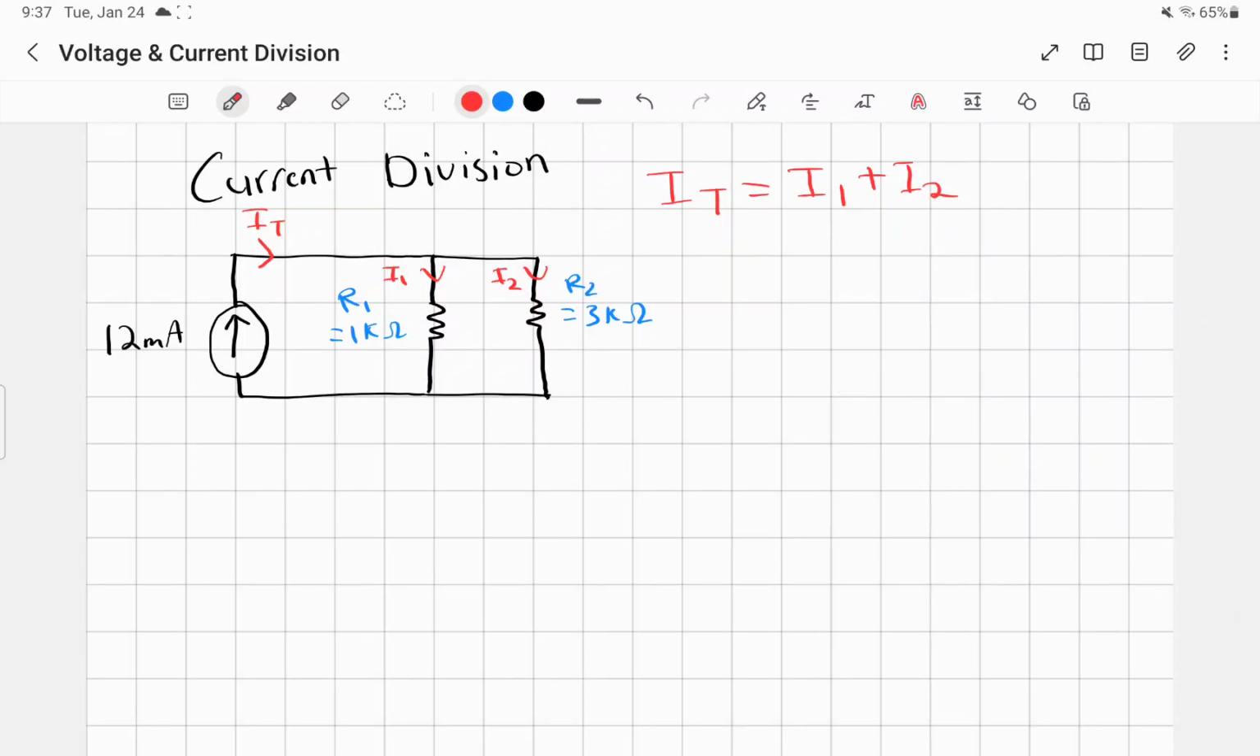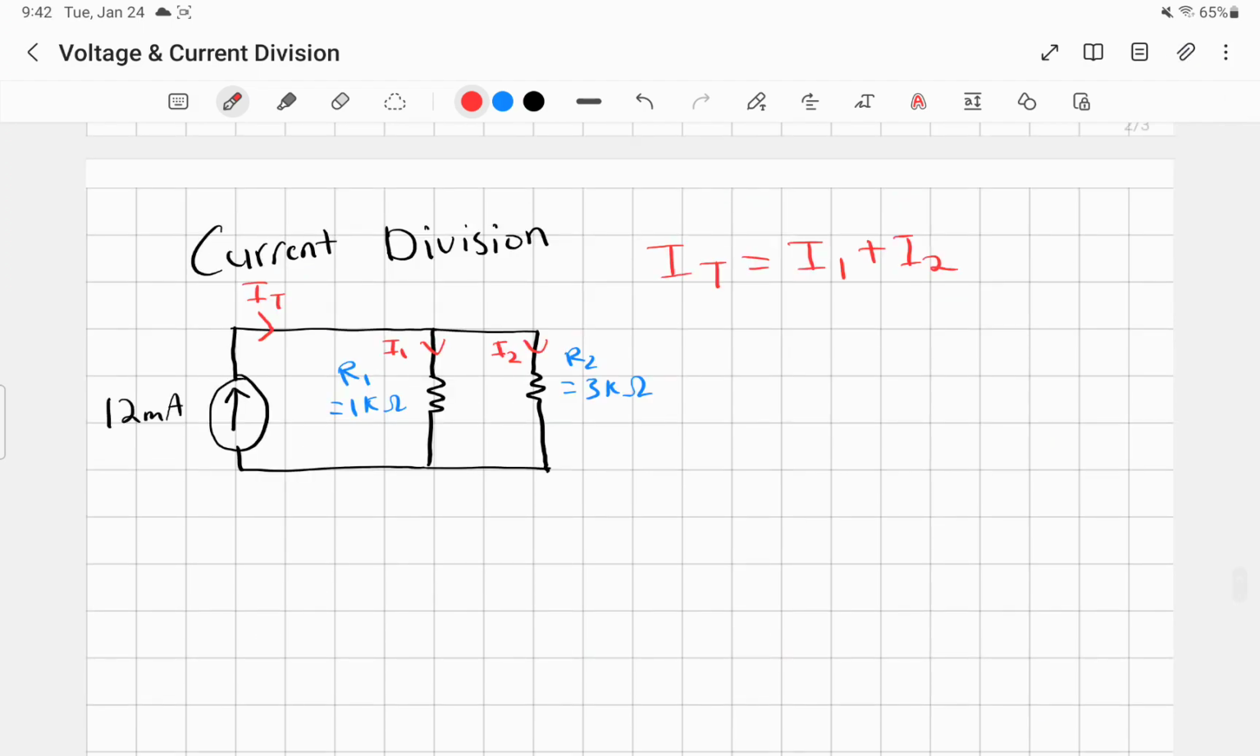So then my question to you is, again, same thing as before. Which of these currents is going to be bigger? Is I1 going to be the bigger current, or is I2 going to be the bigger current? Let's figure this out the same way we attacked the previous problem.